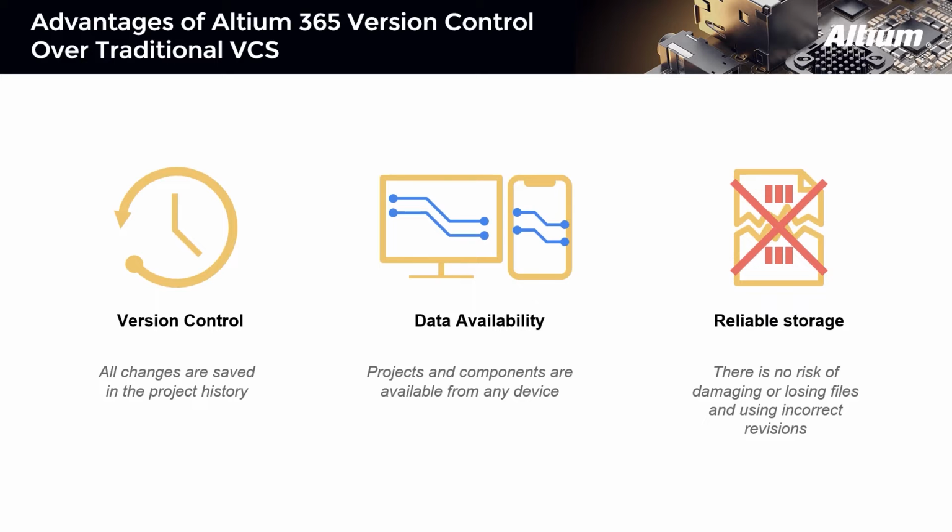You also ensure design data integrity with very high reliability. Your files stored in Altium 365 will not be damaged or lost, as can be the case with local libraries. You also know that everyone on your team is always using the latest revision of design files and components, minimizing miscommunication and eliminating the possibility of using different file revisions.